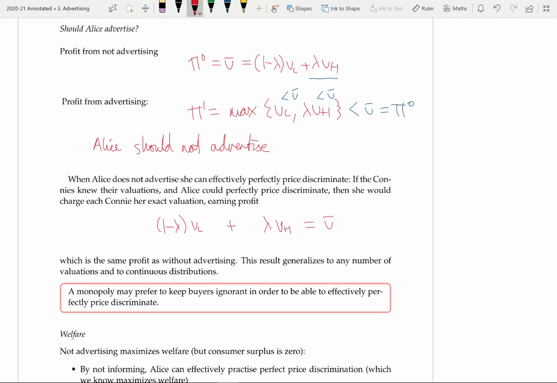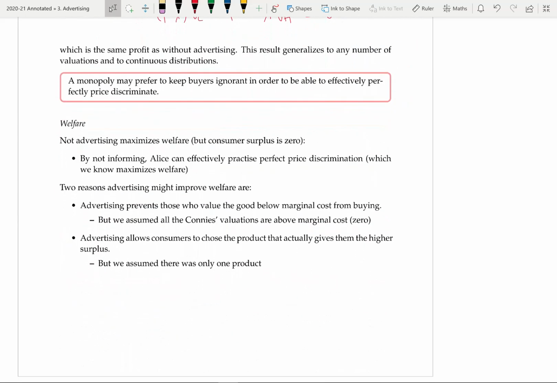It has 2 steps, and she's no longer able to extract the surplus with just one price. Whereas with demand curve D0, she can charge one price and extract all the surplus. Now this result generalizes to any number of valuations and also to continuous distributions. So what we found is that a monopoly may prefer to keep buyers ignorant in order to be able to effectively, perfectly price discriminate. What about welfare?